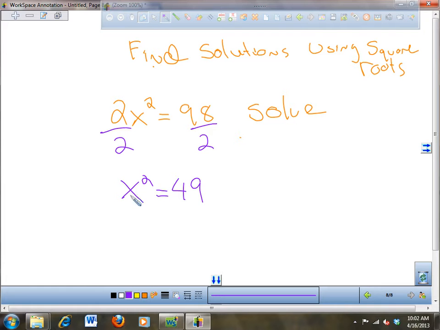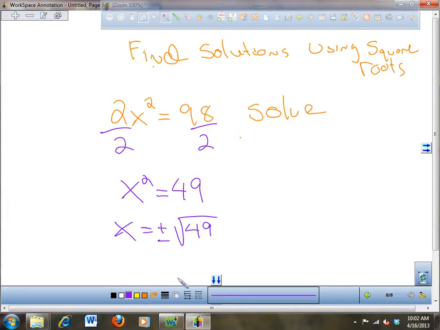Now what do I do? How do I get rid of an x squared? Anyone know? What's the opposite of squaring something? No, not divide by x. Square rooting it, okay? If x squared equals 49, then x equals plus or minus the square root of 49.